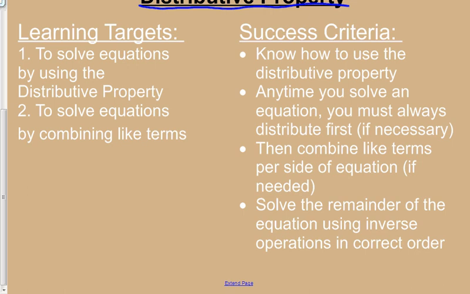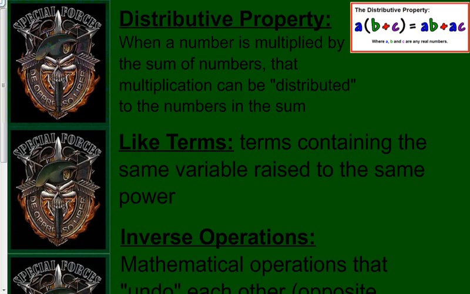Then combining like terms if there's anything to do that, and again, that only works for like terms that are on the same side of the equation. But then finally, solving the remainder of the equation using inverse operations in the correct order, like two-step equations where we take the part that's not attached to the variable away first, and then we work to the part that is attached. So let's start off with some vocabulary.